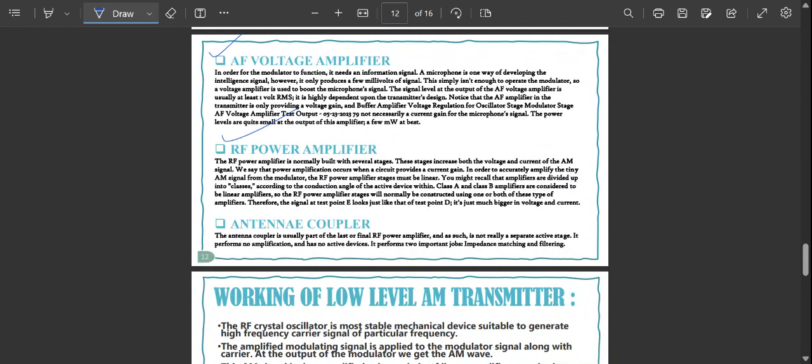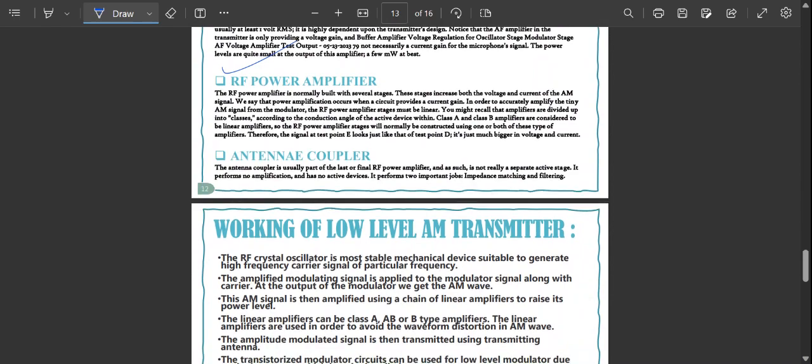The RF power amplifier stages must be linear. You might recall the amplifiers are divided up into classes according to the conduction angle of the active device. Class A and Class B amplifiers are considered to be linear amplifiers, so the RF power amplifier stages will normally be constructed using one or both of these types of amplifiers. Therefore, the signal at test point A looks just like that of test point D. It's just much bigger in voltage and current.